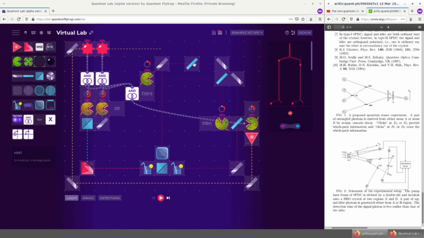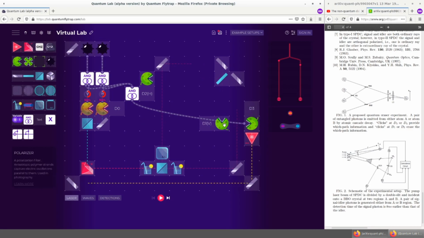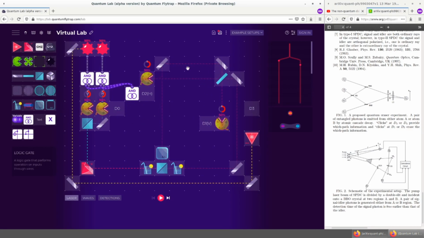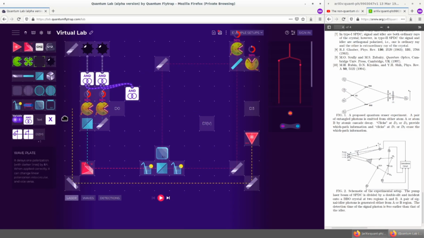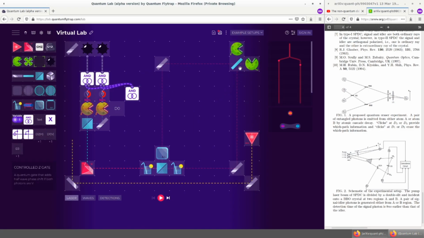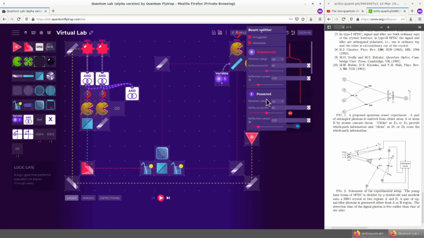We can remove these two beam splitters, and instead of bouncing off these mirrors, just go through this beam splitter like that. Put the detectors afterwards instead of beforehand. And then have a switch that determines whether or not this beam splitter is present. So if it's powered, then we want the beam splitter to be present. And if it's not powered, we don't.